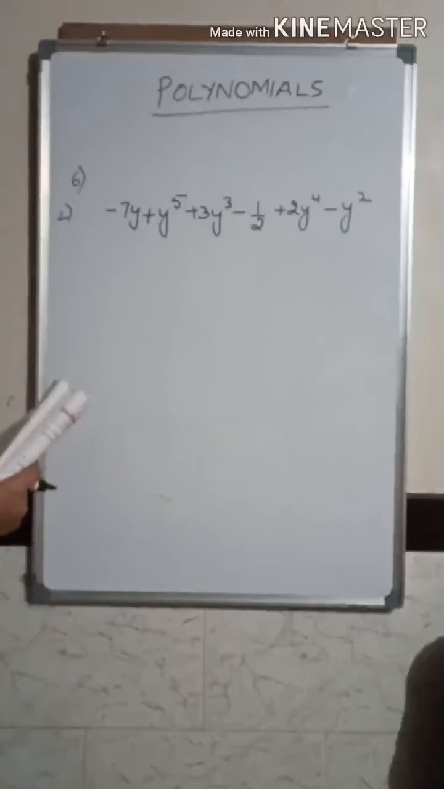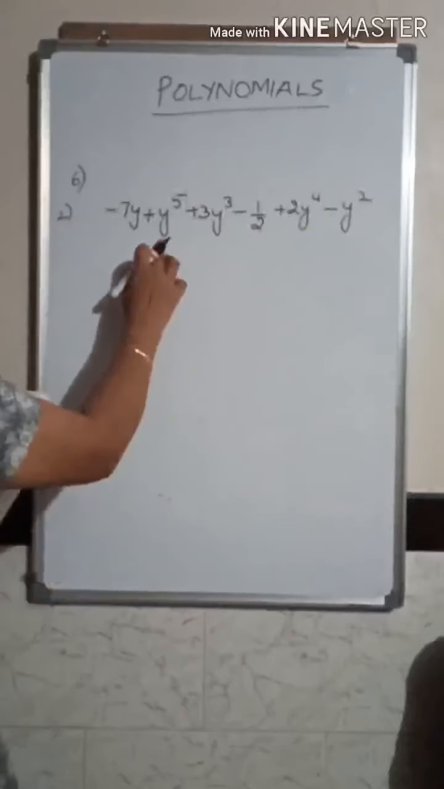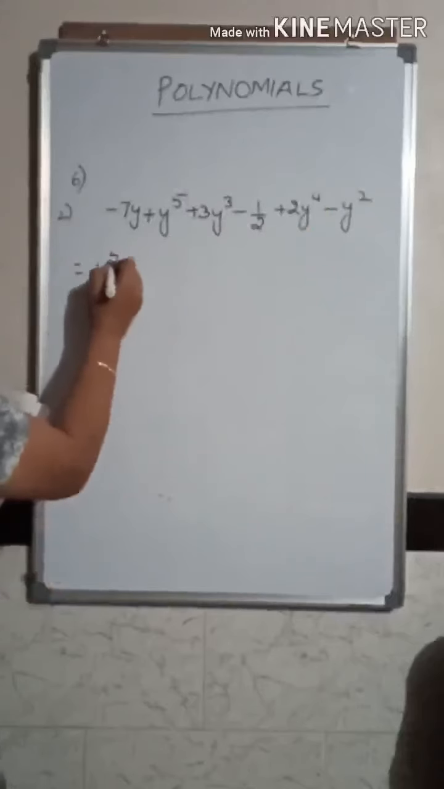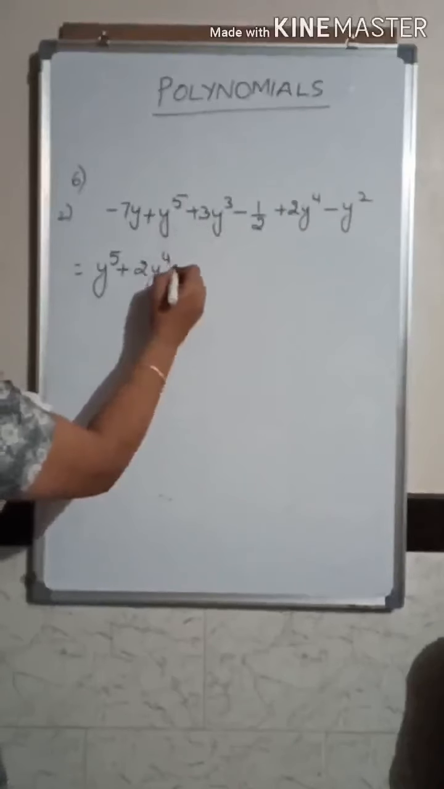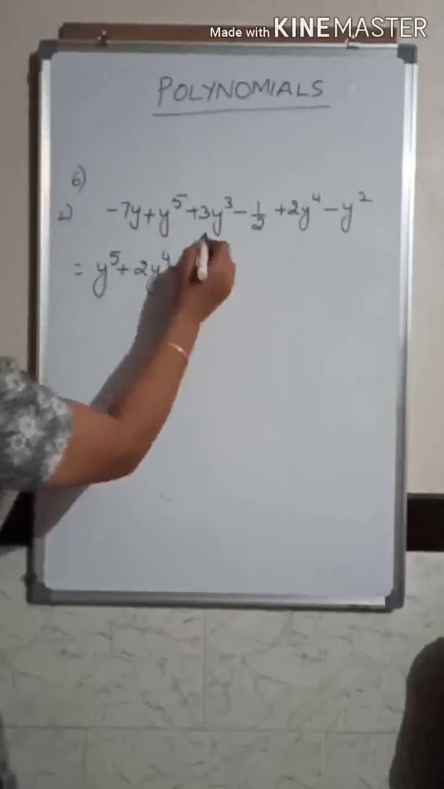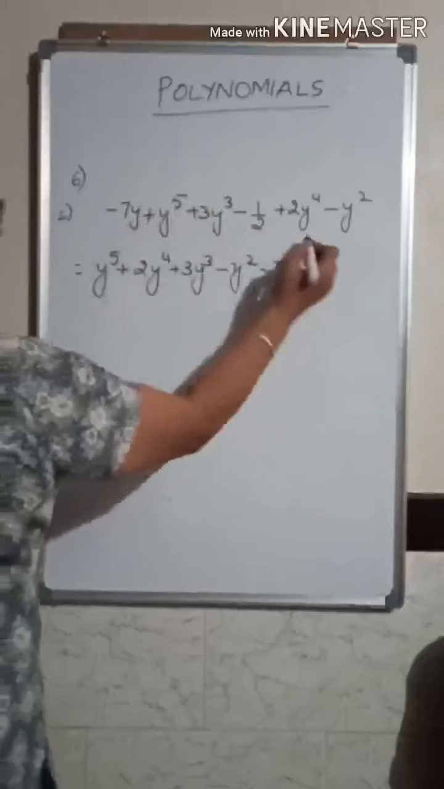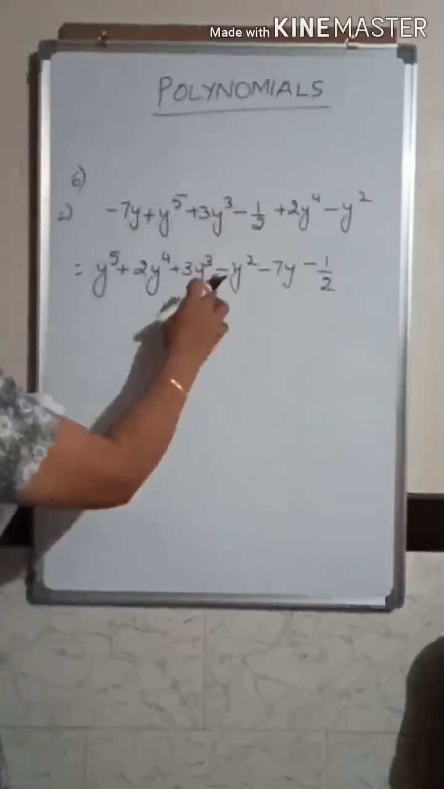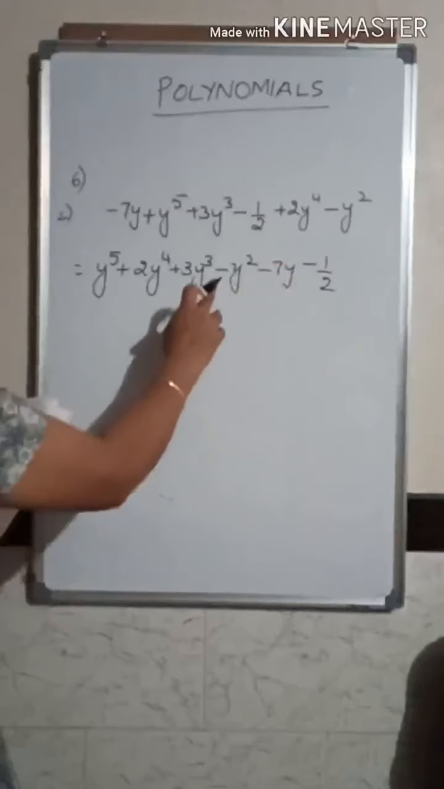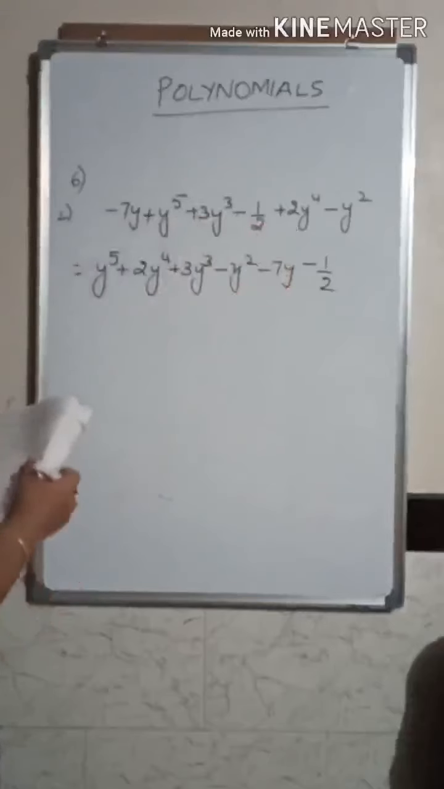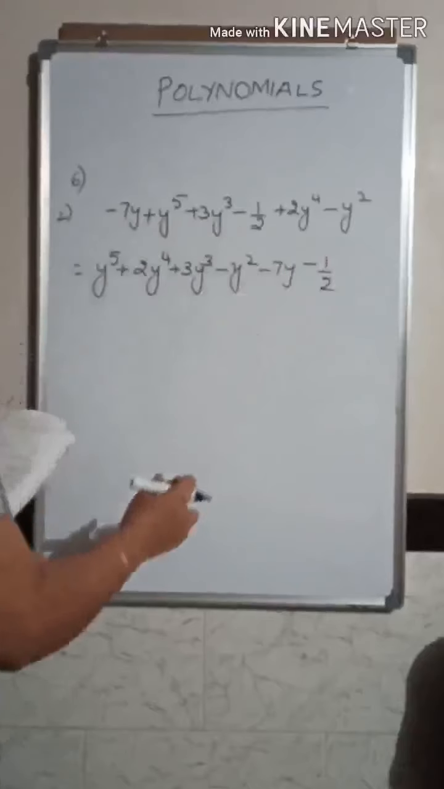To write it in the standard form, arrange the terms from the highest power to the constant. So here the highest power is y to the power of 5, so first you have to write 5y to the power of 5. The next highest is 2y to the power of 4. The next one is 3y cube. After that you have got minus y square. Then you have got minus 7y. Then you have got minus 1 upon 2. When you are arranging it, you should not change the sign. Whatever is the sign of the given terms, write the signs as it is. So this is how you write it in the standard form, from the highest power to the constant value.